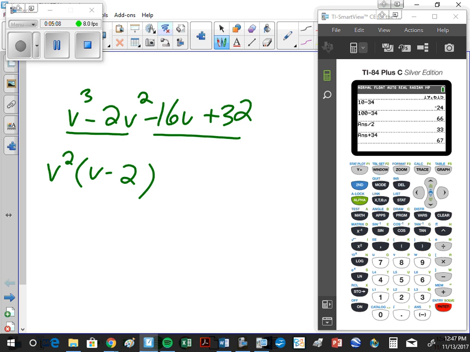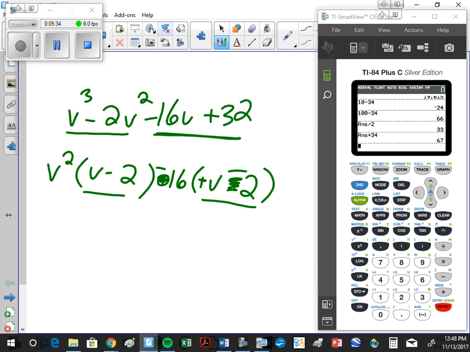Okay. What does the second group have in common? 16. So I'm going to pull out a plus 16, and what's left? Negative v plus 2. But that's not what I want. I need this and this to match, or this won't work. So I'll pull out a negative 16, which makes the v positive, and it makes the 2 negative.